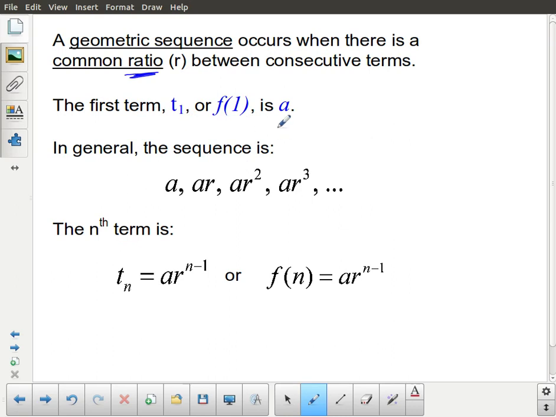We still have our first term, which we call a. That could be also called T1, or it could be called f of 1. So the first term, T1, is there. T2 requires one multiplication of the common ratio. T3 requires two multiplications of the common ratio. So notice it's one less. T4 requires 3, and so on. So Tn requires n minus 1 multiplications.